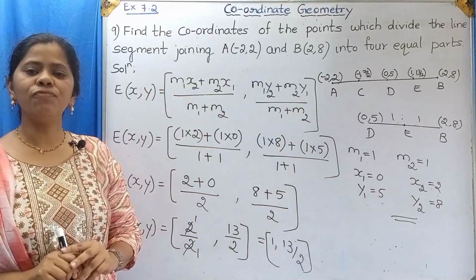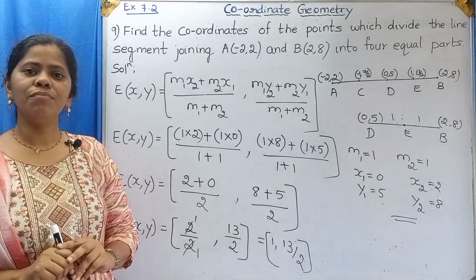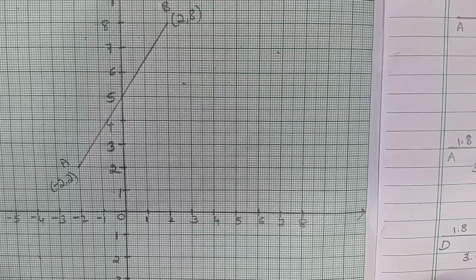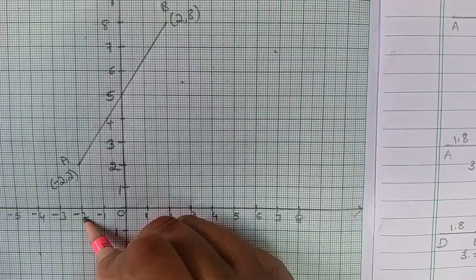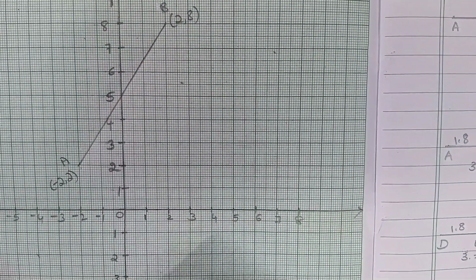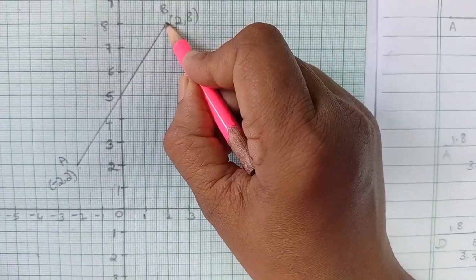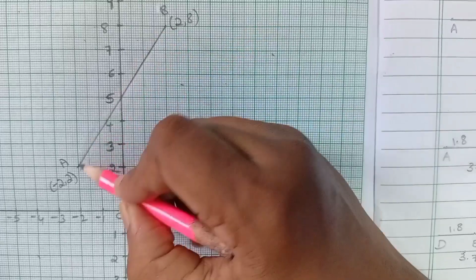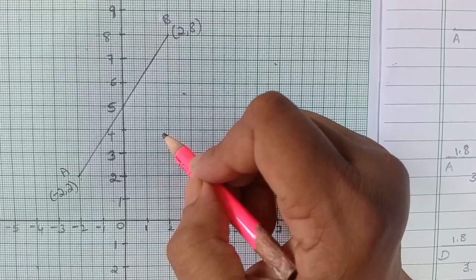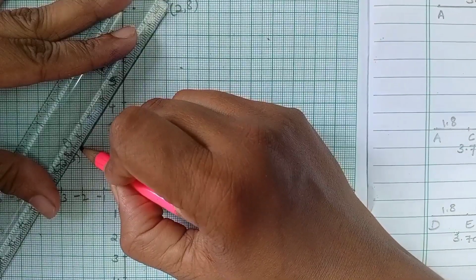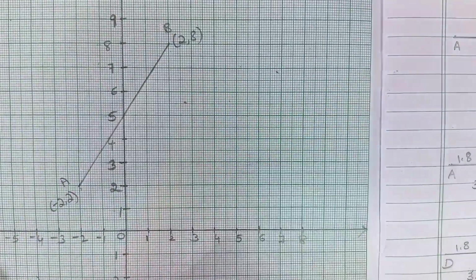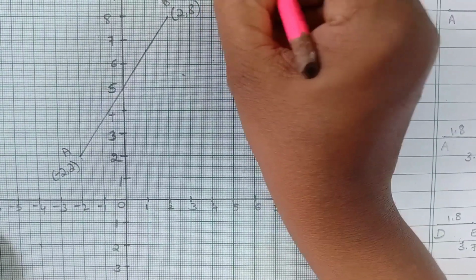Now let us plot a graph for better understanding of the concept, but there is no need to plot a graph in your exams. We know that the coordinate of A is (-2, 2), which means it will come here, and the coordinate of B is (2, 8), which means the point B will come here. We have joined the line AB. Now let us measure AB. The line AB measures 7.4 centimeter.